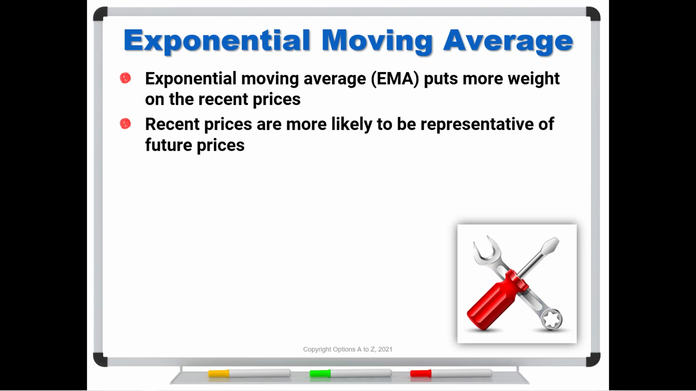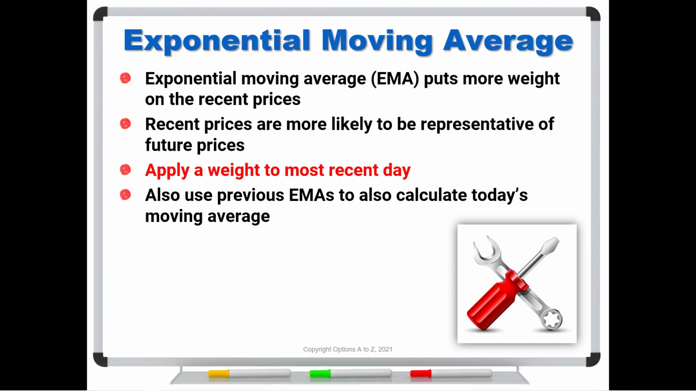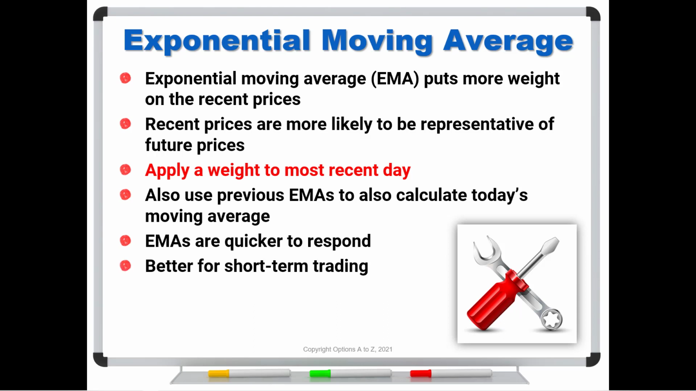So the thing that we're going to do for an exponential moving average is to apply a weight to the most recent day. And in addition to that, we will also use previous EMAs to calculate today's moving average. So we'll look at a detailed example in just a moment. But the main thing about the EMAs is that they are quicker to respond. They will turn up quicker than a regular simple moving average, and they will turn down quicker. So this is the main reason for using them, that they are probably better for short-term trading. But that doesn't mean that they're necessarily better.